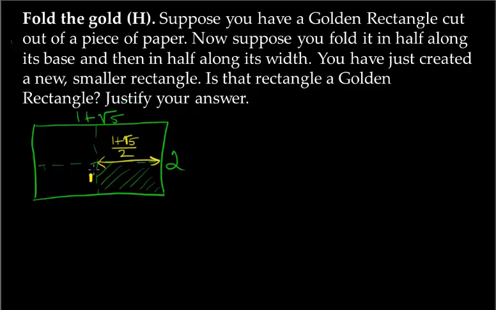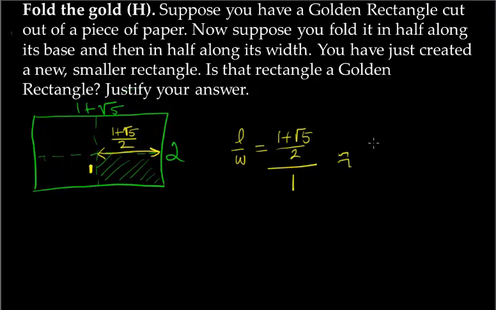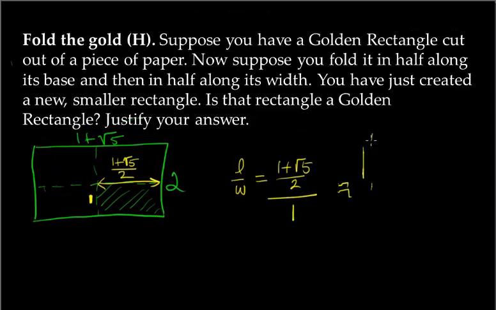Oh, well, the width is 1 and the length is phi. So the length over the width is 1 plus the square root of 5 over 2 over 1, which is phi. And you've proven the answer is yes, and you justified your answer.